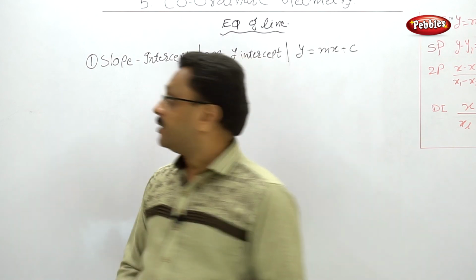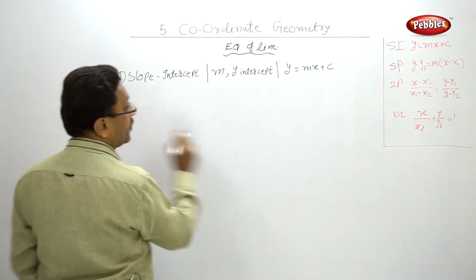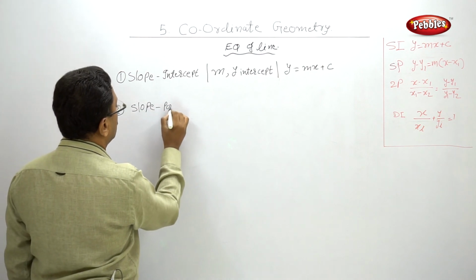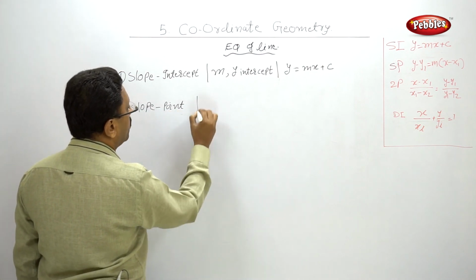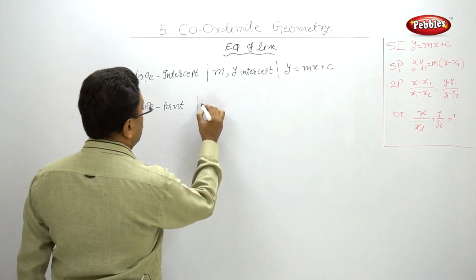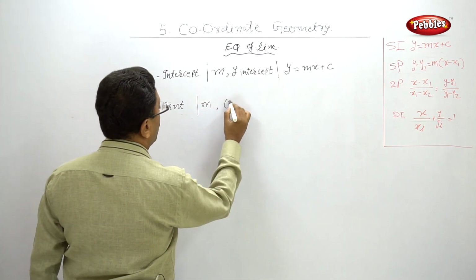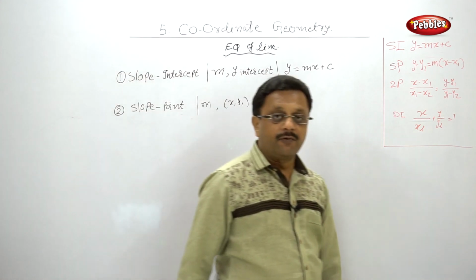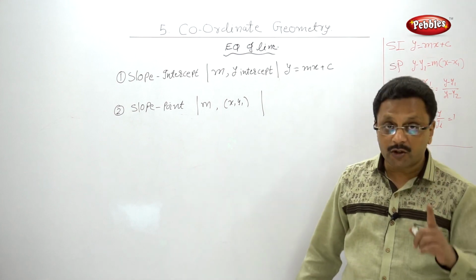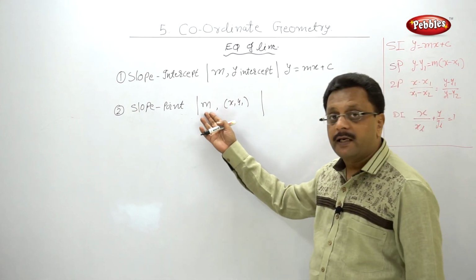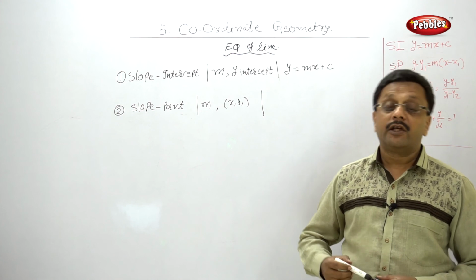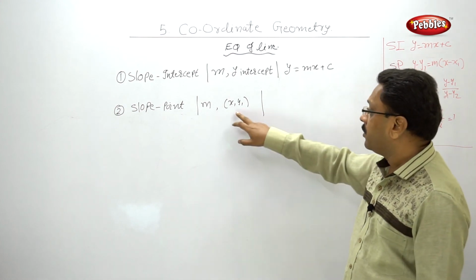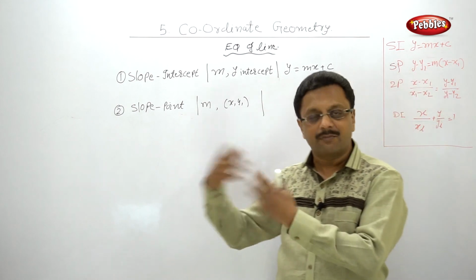The second form is SP, that is slope point form. In this case slope will be given, one point x1 y1 will be given and you have to find out the equation of line. It is possible that instead of slope directly they will give the inclination of the line is 30 degrees and passing through the point x1 y1 or 2 3 5 6 something.